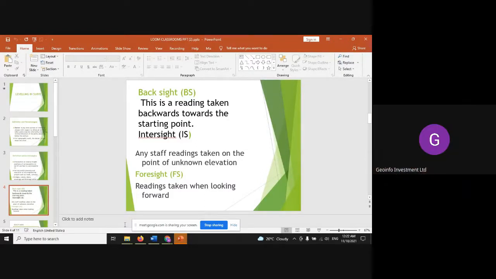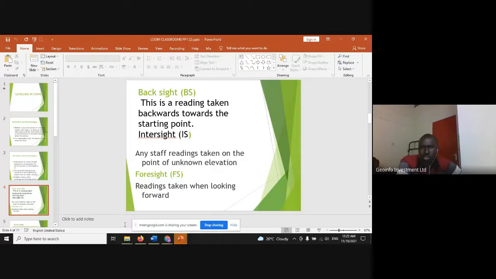We say intersight or intermediate site is any staff reading taken for a point of unknown elevation. So, as many as possible, depending on the number of points or the kind of project that you are doing. Now, Virtual, tell us about the foresight.